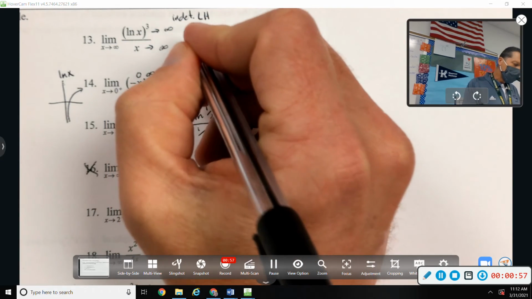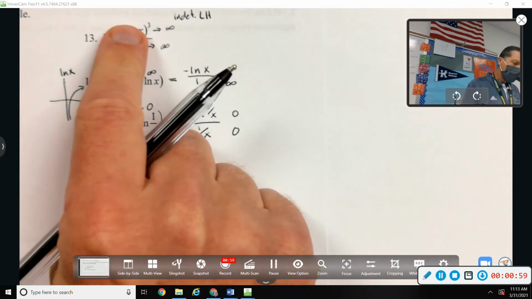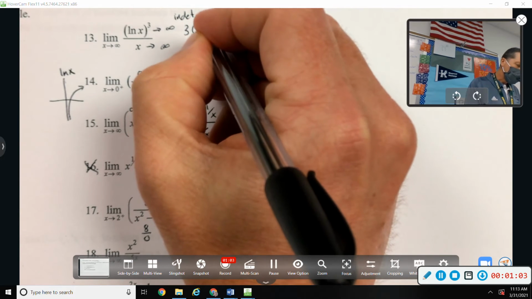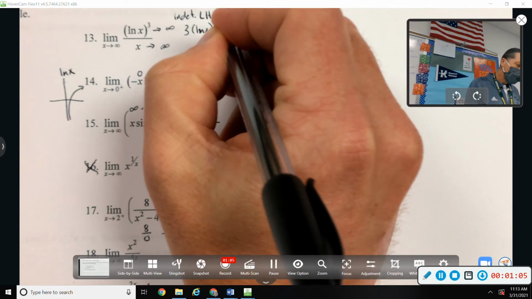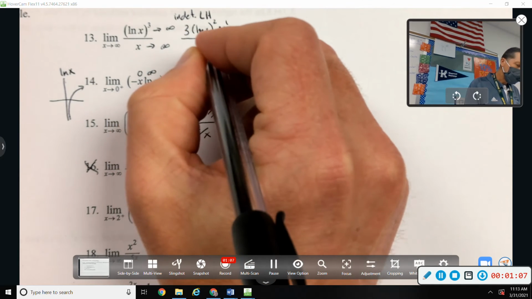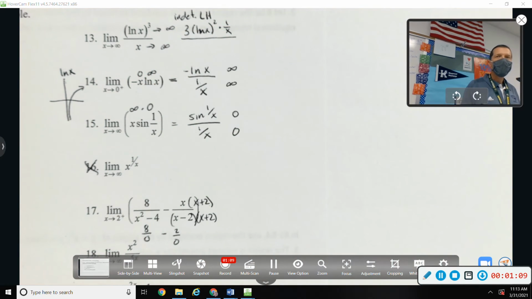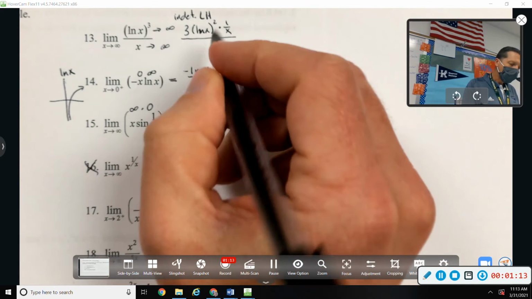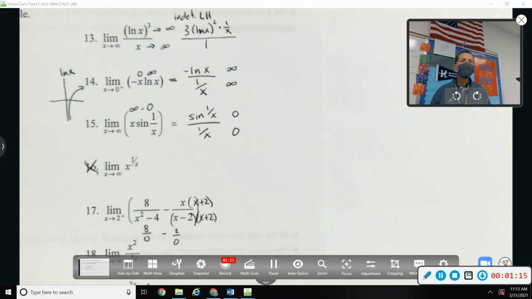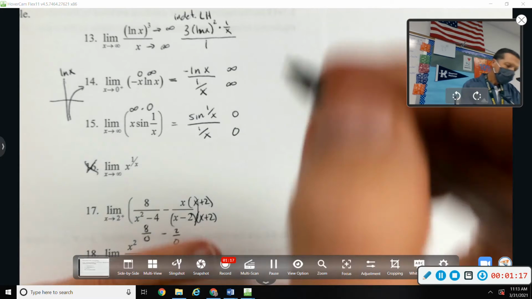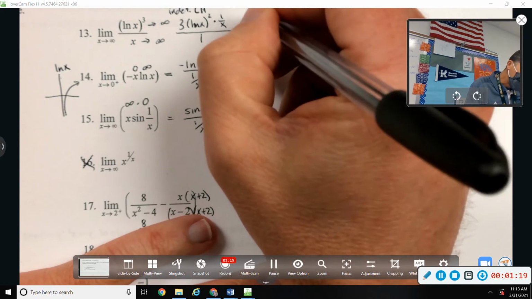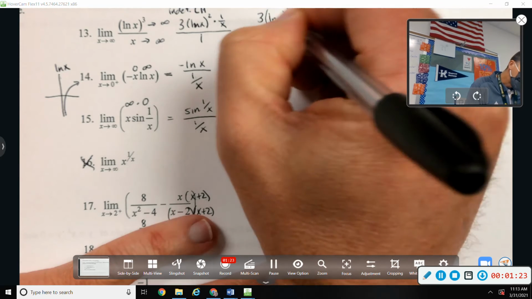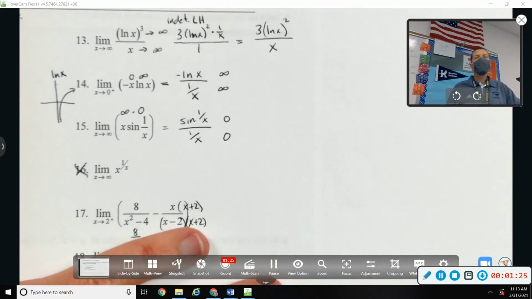So the derivative of the top would be power rule, so 3 times natural log of x squared times 1 over x. Chain rule is where the 1 over x comes from. Derivative of x would just be 1. So let's do a little algebra cleanup work here. 3 natural log of x squared over x.